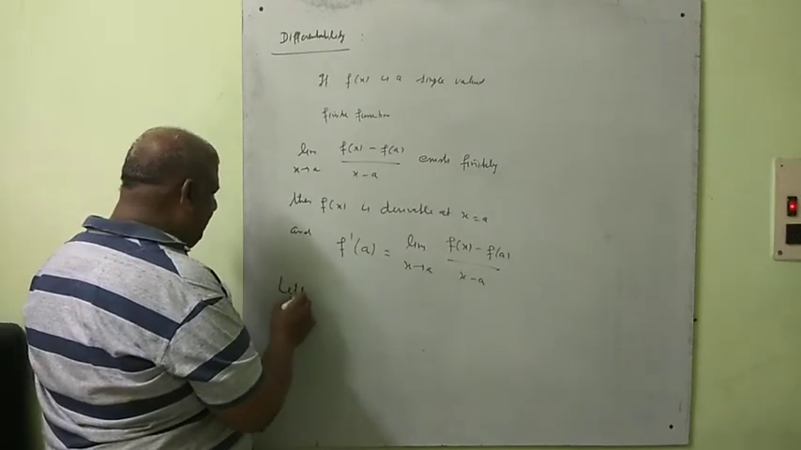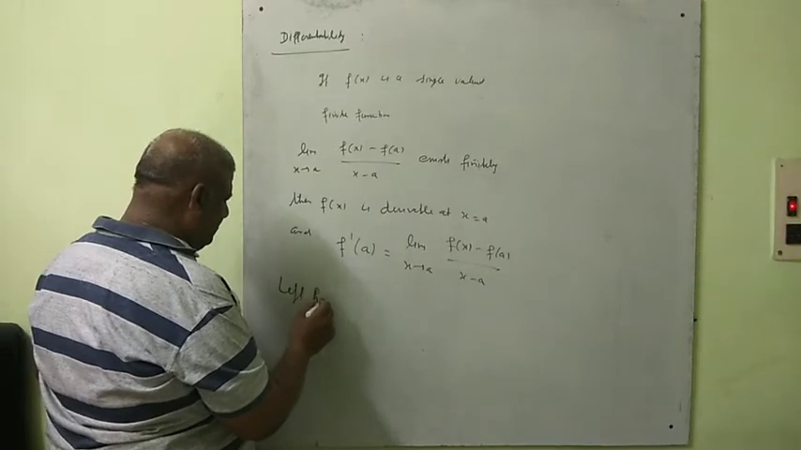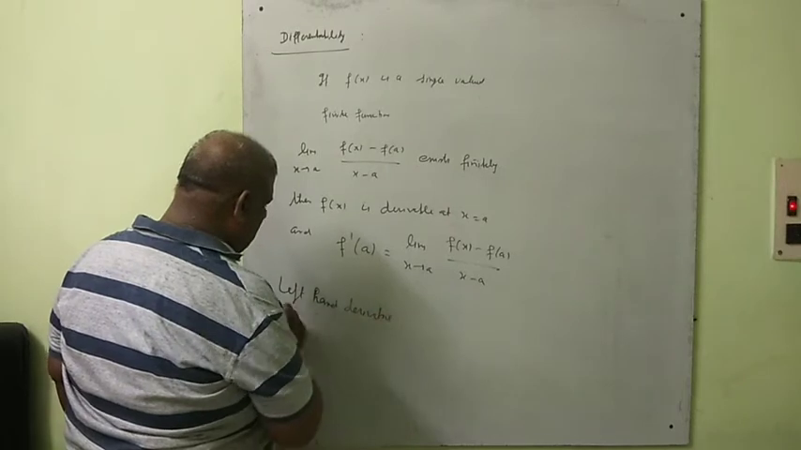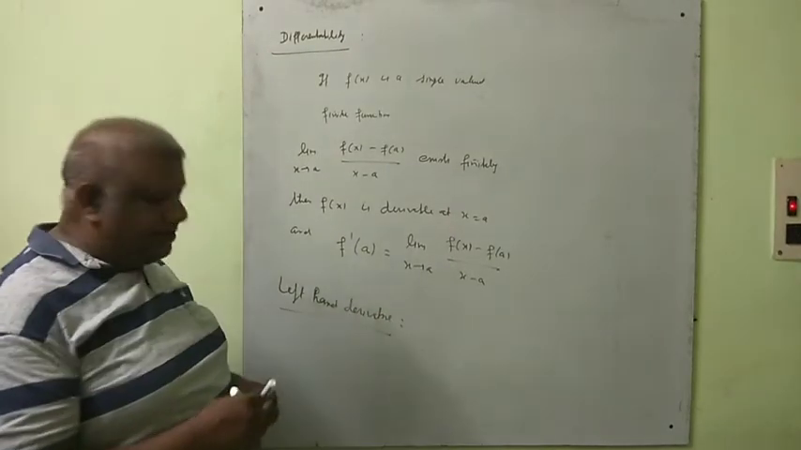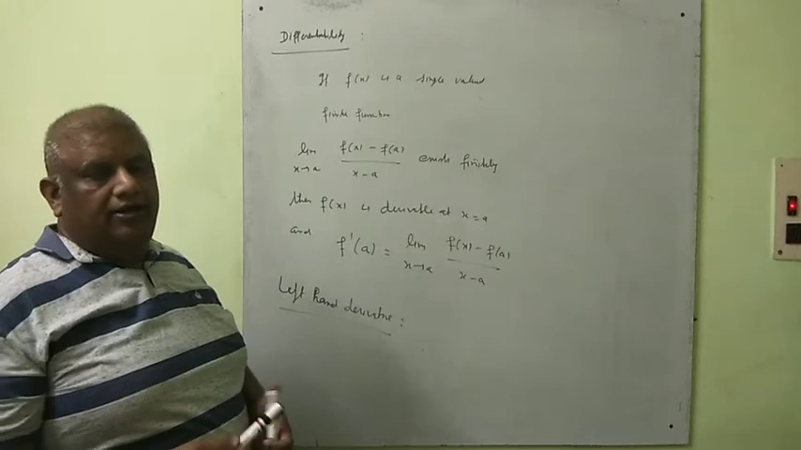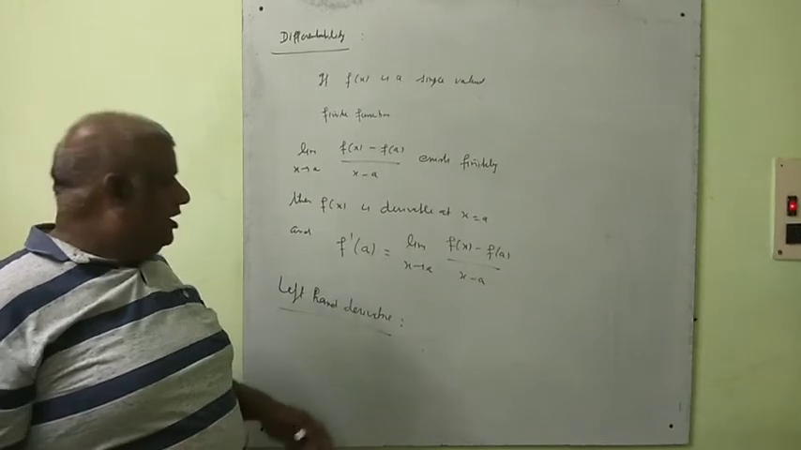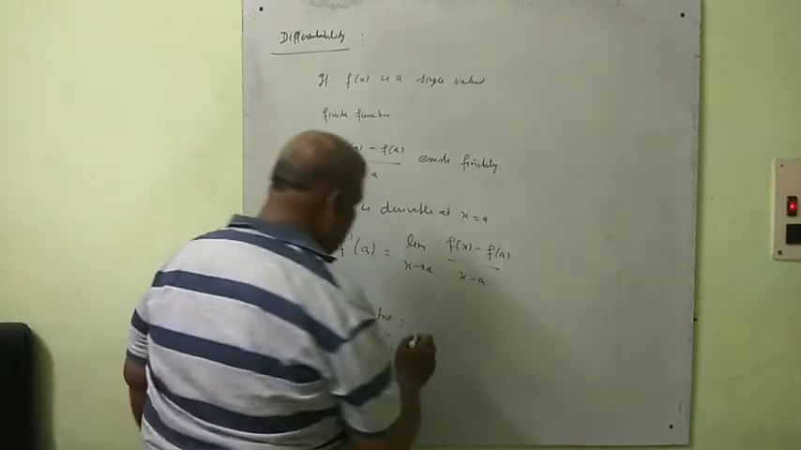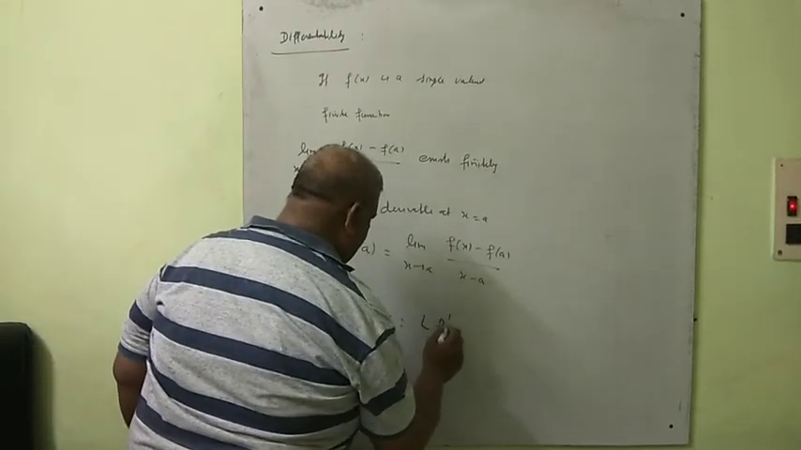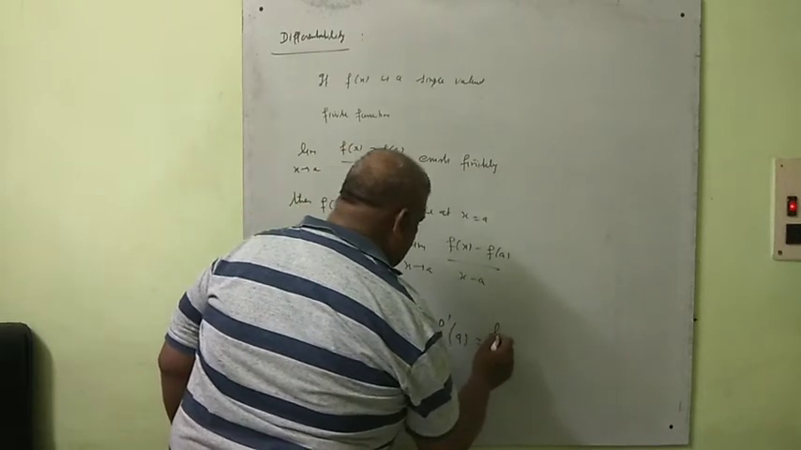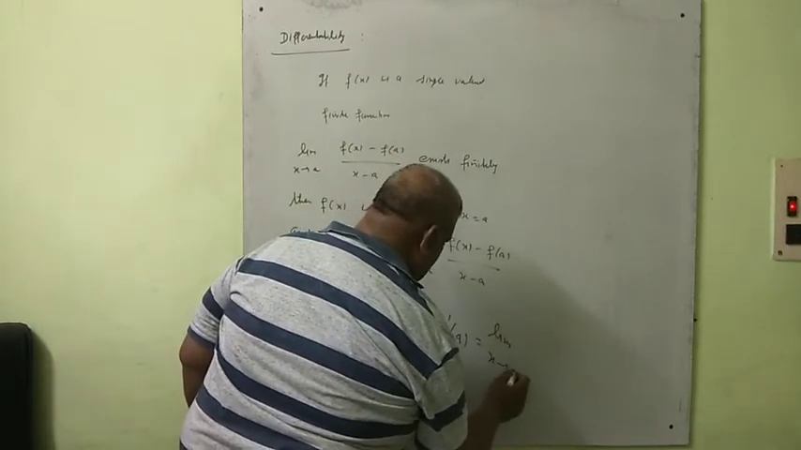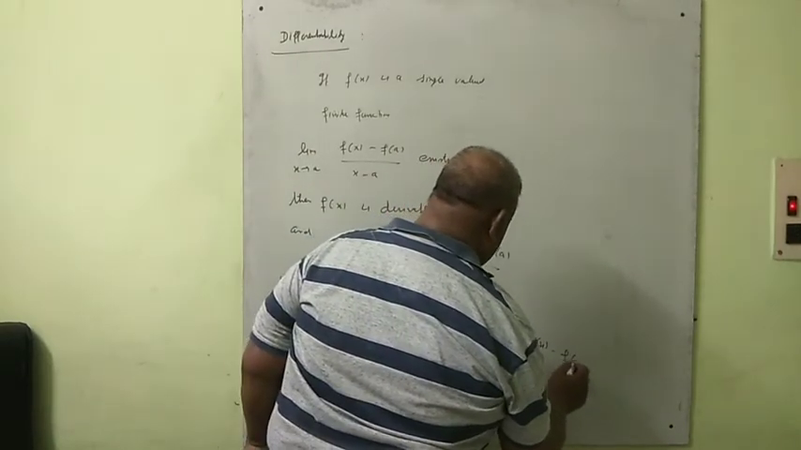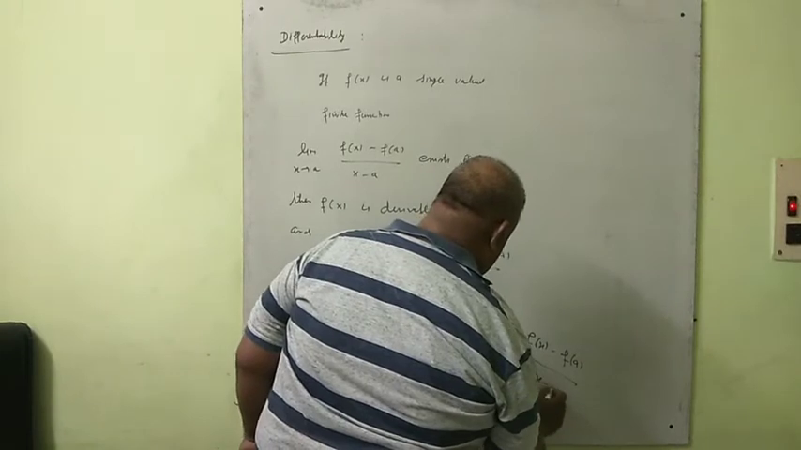Now, left hand derivative. Dear students, in continuity we talked about left hand limit and right hand limit. Here we will talk about left hand derivative. It is also named as L of f dash a. It is the limit as x tends to a minus of (f(x) minus f(a)) upon (x minus a).